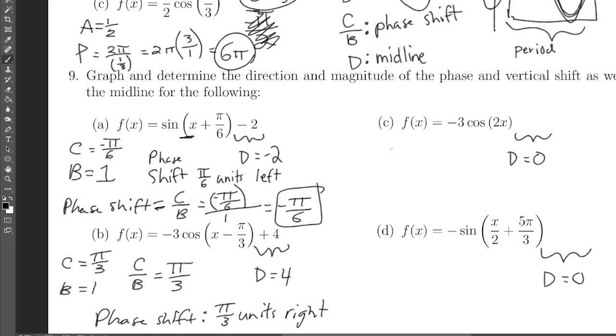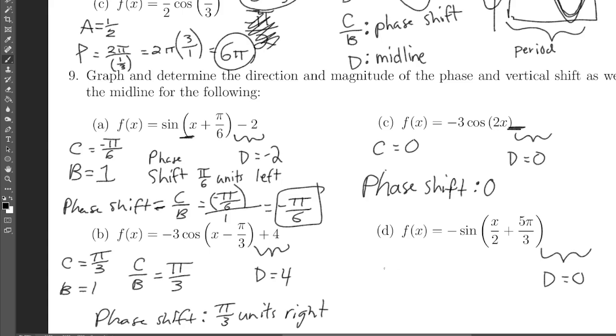Over here, our C value is 0, so right off the bat, I already know phase shift is 0. Because there's nothing being added or subtracted here, it doesn't matter what B is, our phase shift is 0. So this function will start at the correct starting place.